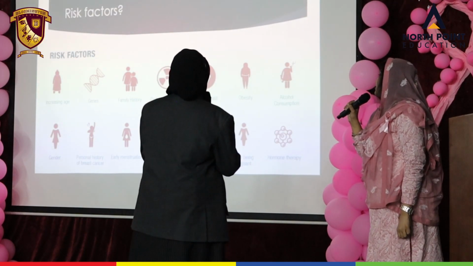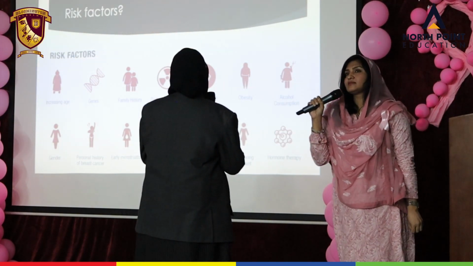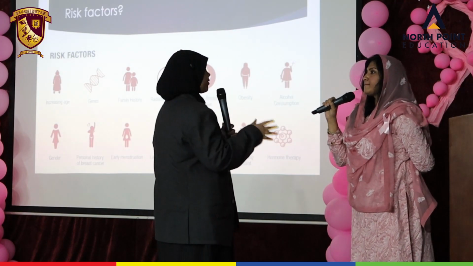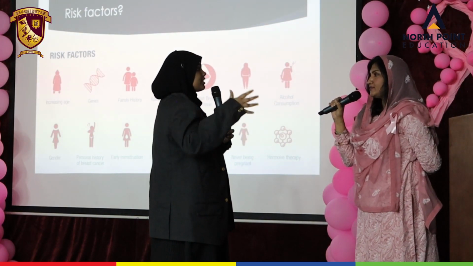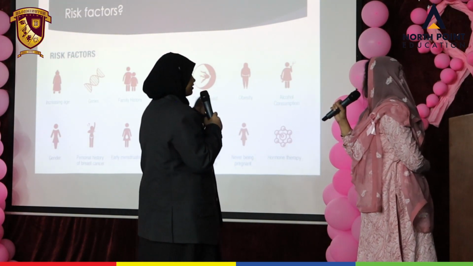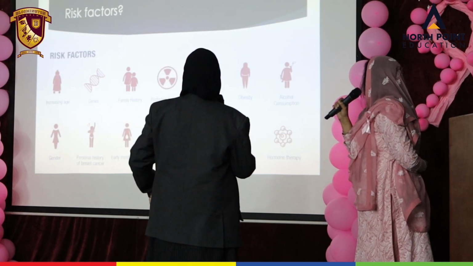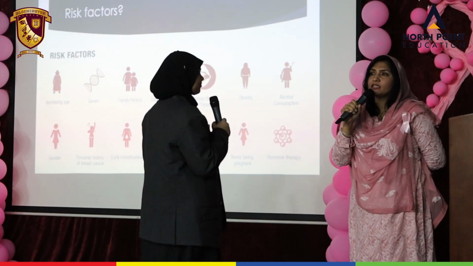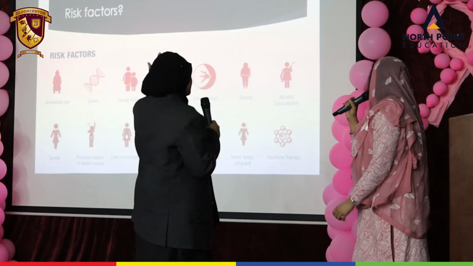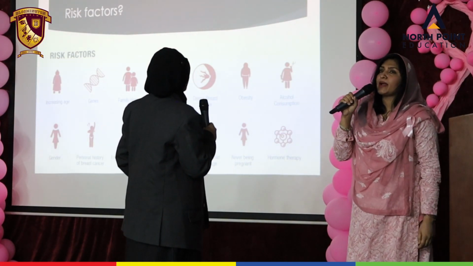What do you think about early menstruation? Early menstruation means before the usual age of menarche. Yes, before the age of menarche. As for late menopause, I told you the average age is 51. And hormone therapy, what do you think about hormone therapy, my dear?